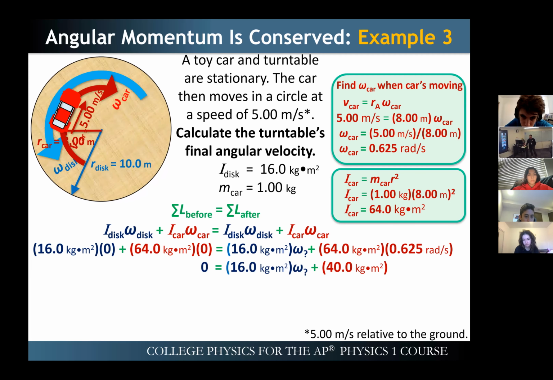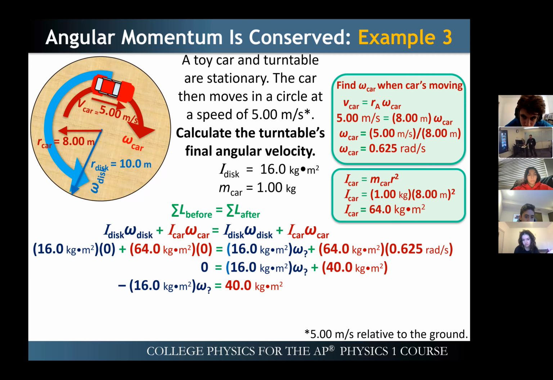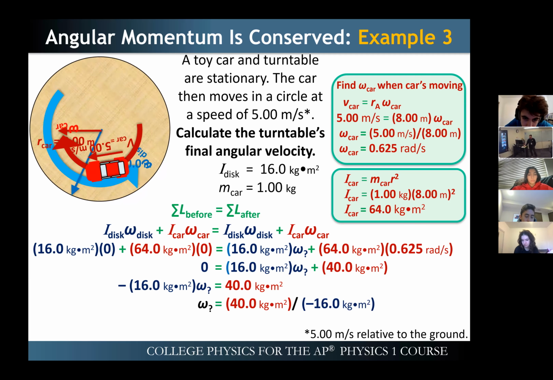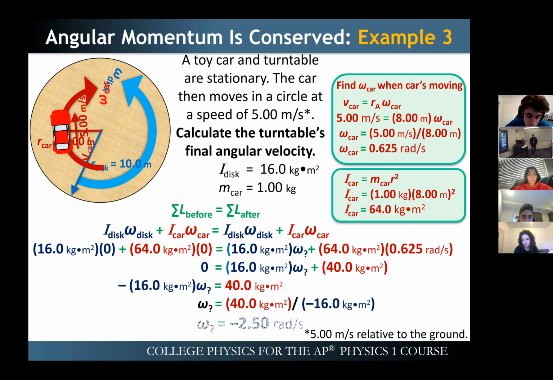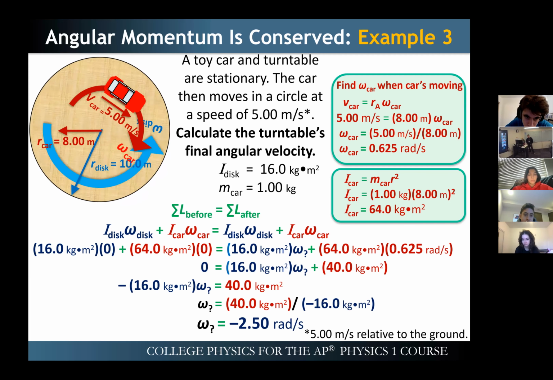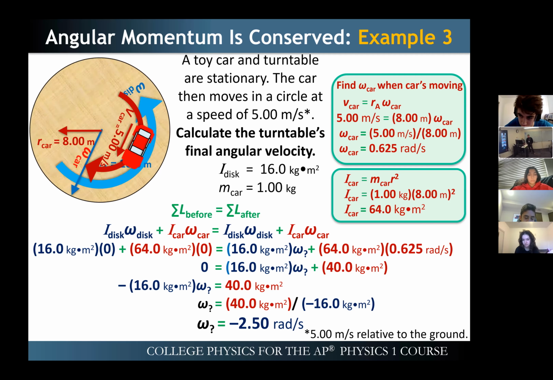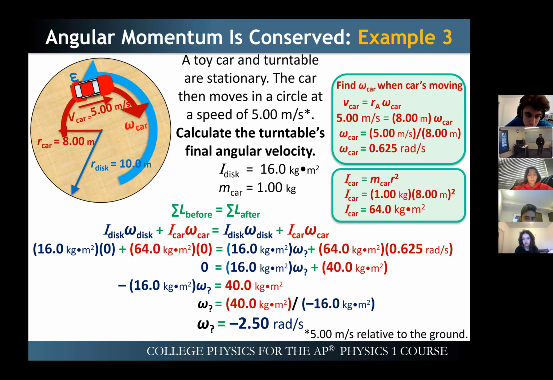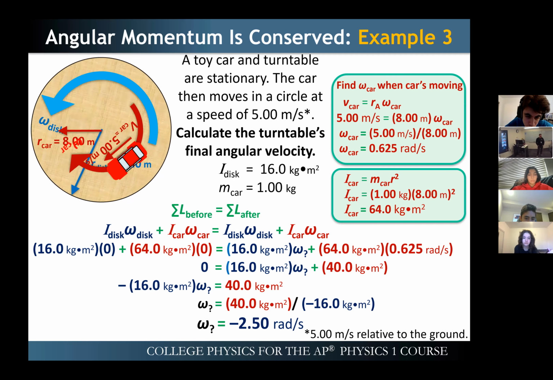We just go step by step through the algebra. And the angular velocity is negative 2.5 radians per second. And that makes sense. The car was positive 6.625. So the turntable must be in the other direction. We did get a negative answer, so kind of supports that we're on the right track.